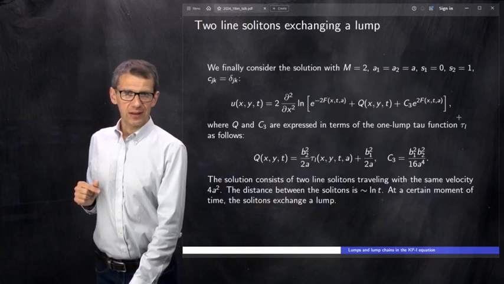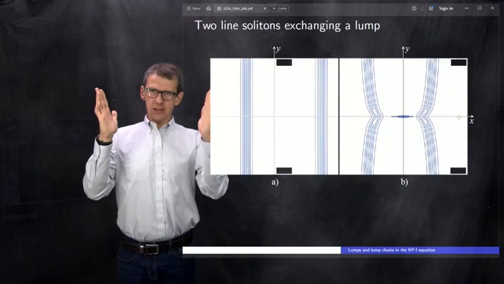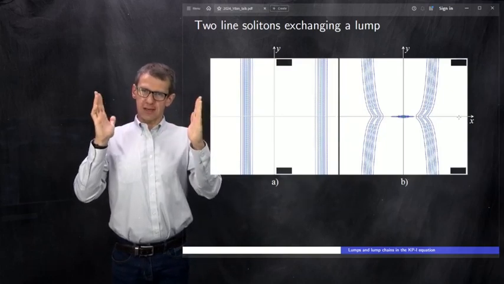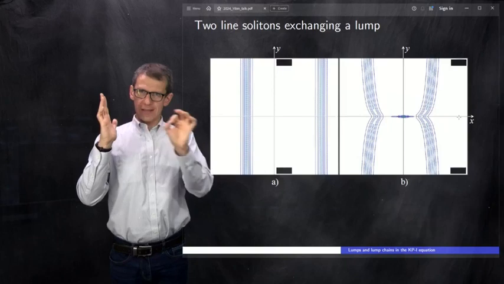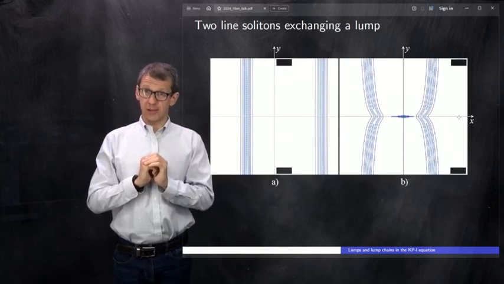Okay, and so finally you can construct solutions which consist of 2 line solitons which are exchanging a lump. So you can think of this as a kind of a quasi-bound state, and this lump as a certain virtual particle which holds these two solitons together.